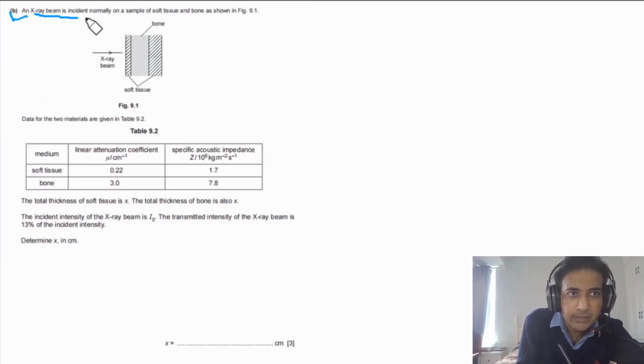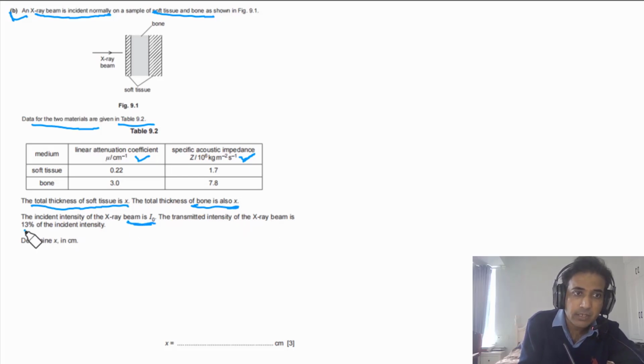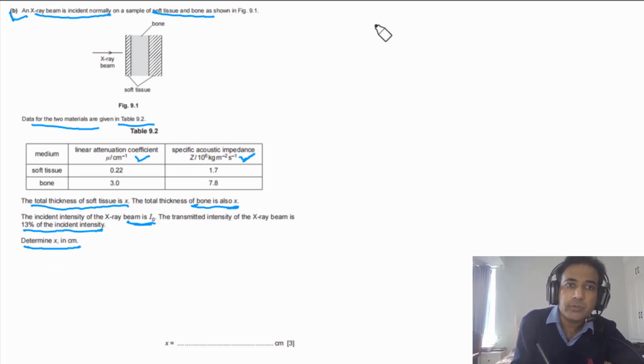Part B says an X-ray beam is incident normally on a sample of soft tissue and bone as shown in figure 9.1. Data for the 2 materials are given in table 9.2. So we have values of attenuation coefficient and also values of specific acoustic impedance. The total thickness of soft tissue is X. Total thickness of bone is also X. The incident intensity of the X-ray beam is I naught. The transmitted intensity is 13% of the incident intensity. Determine X in centimeters.